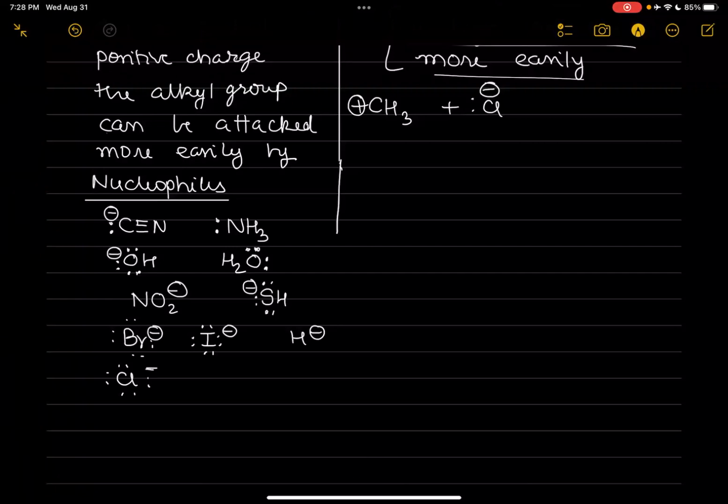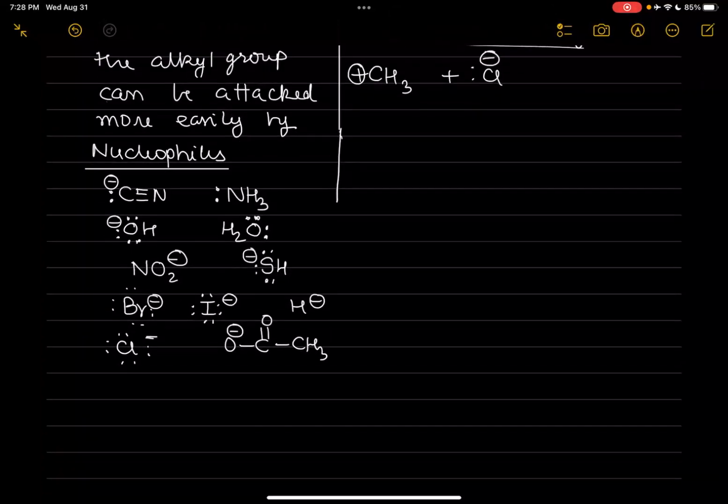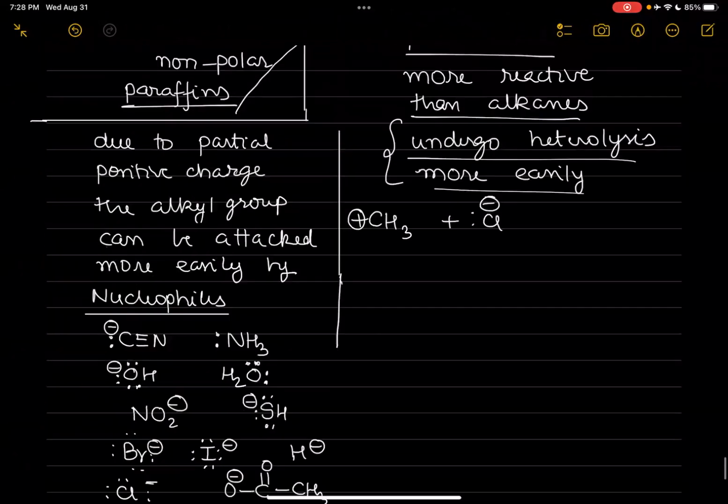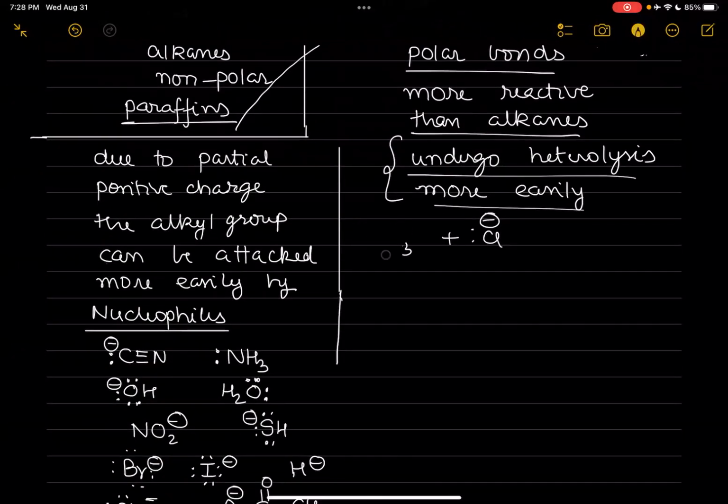Nucleophiles also have different reactivity. The ones which are strongly negative are very reactive. OCOCH3 minus, that is the acetate ion, is a nucleophile. Is it clear? A lot of nucleophiles are there. Sometimes you have a carbon atom also as the nucleophile, right? So a lot of nucleophiles are there, and now these nucleophiles can find a way to attack alkyl halides.